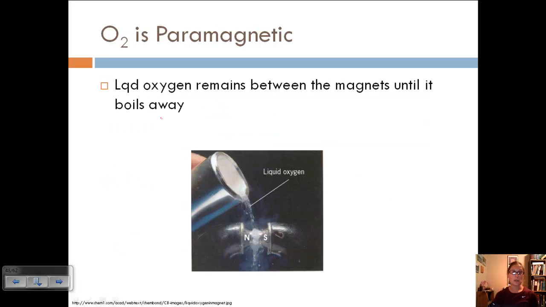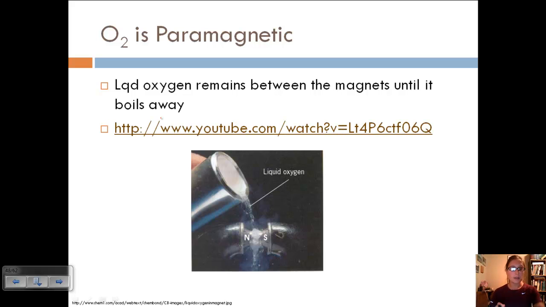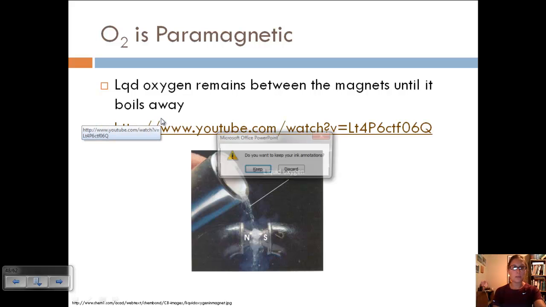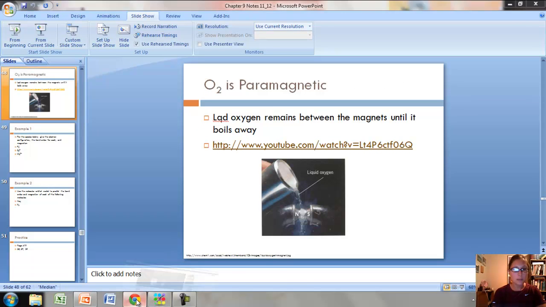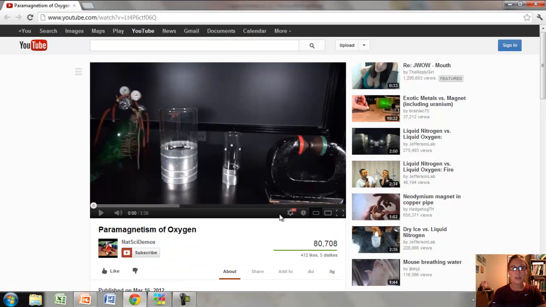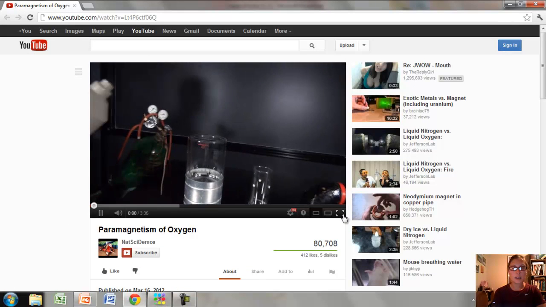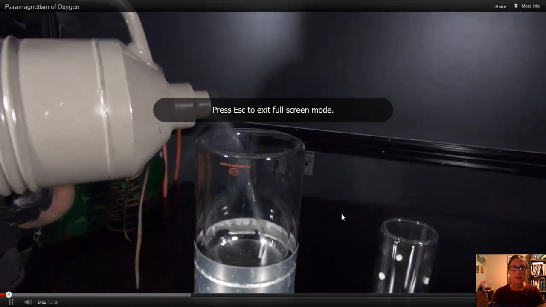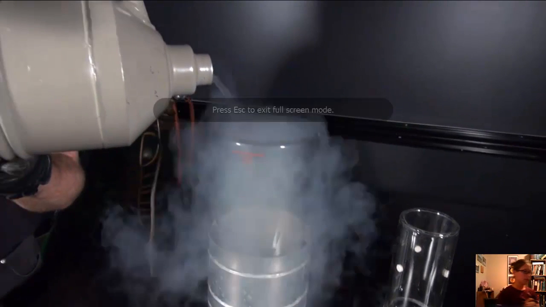Okay, so here's a picture of what's going on. The liquid oxygen will remain between the magnets until it boils away. It's pretty cool that it's attracted to these magnets, and it's just hanging there in space. And so here's the link, and I've already got it set up, so let's go there. And I'll get out of the way.